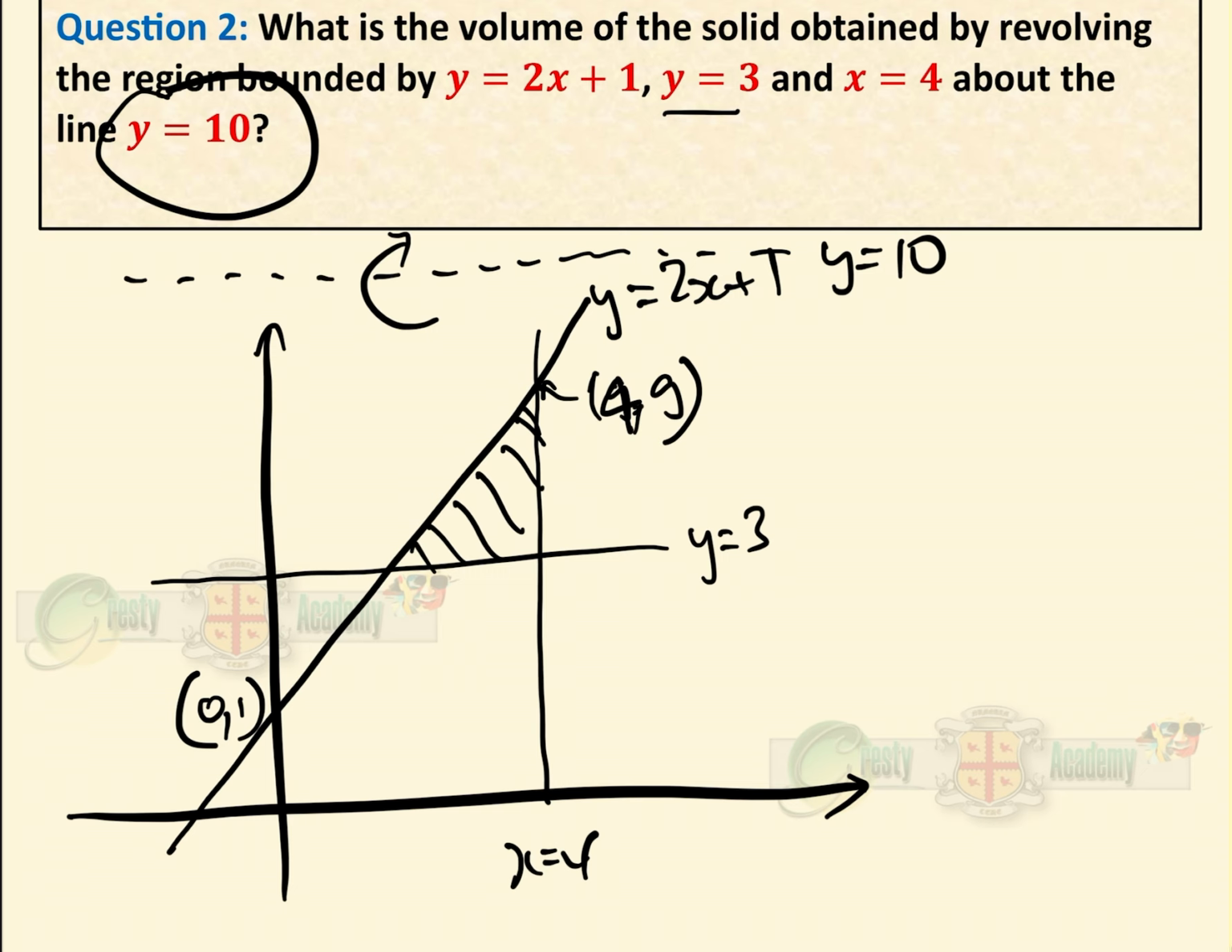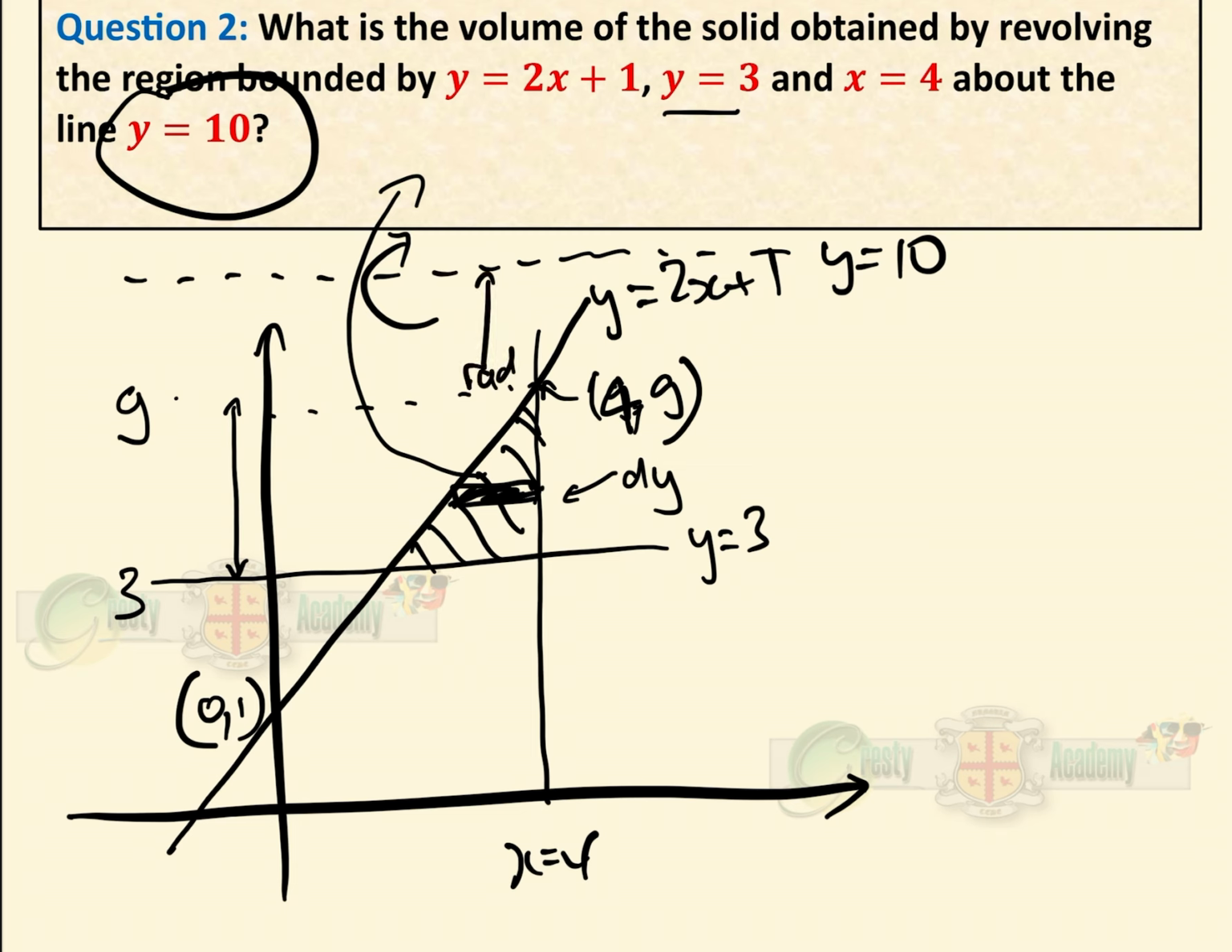So what we're going to do is do our cylindrical shell again. Here is our cylindrical shell, any old cylindrical shell there, which has a height of dy, and we are going to be integrating between this point here, which is y equals 3, and this point here, which is y equals 9, and we are going to be integrating that around this line y equals 10. And the only complicated bit about this is what is that radius and what is the height. Okay, so let's just have a look at those one at a time.